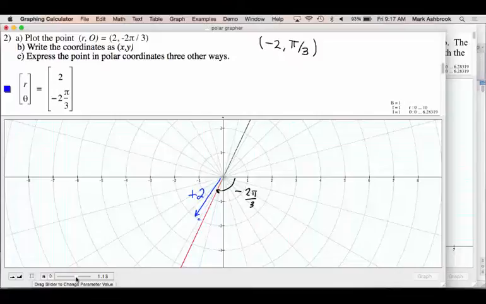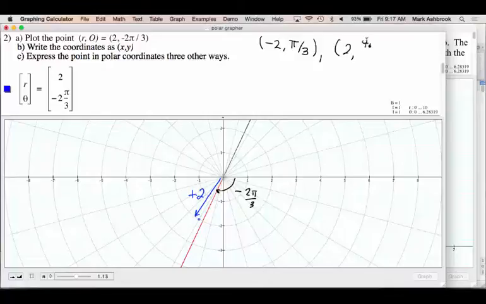So the negative 2 would be in the opposite direction of positive r. So that would take you back down into the 3rd quadrant. So that's right. Another possibility. This works: negative 2, pi over 3. What's another possibility? Just shout it out.